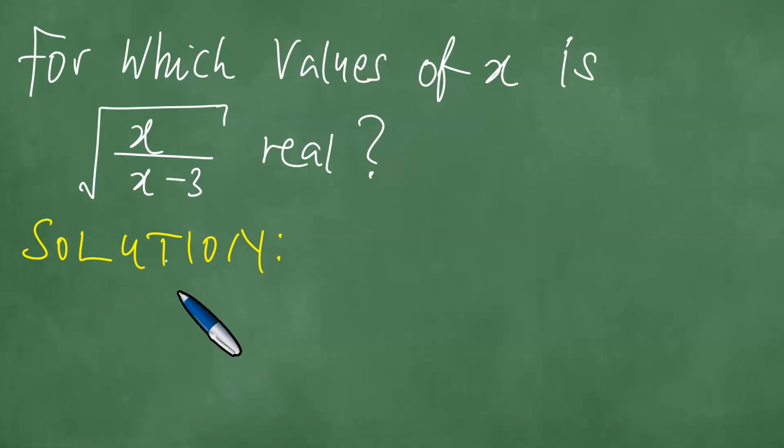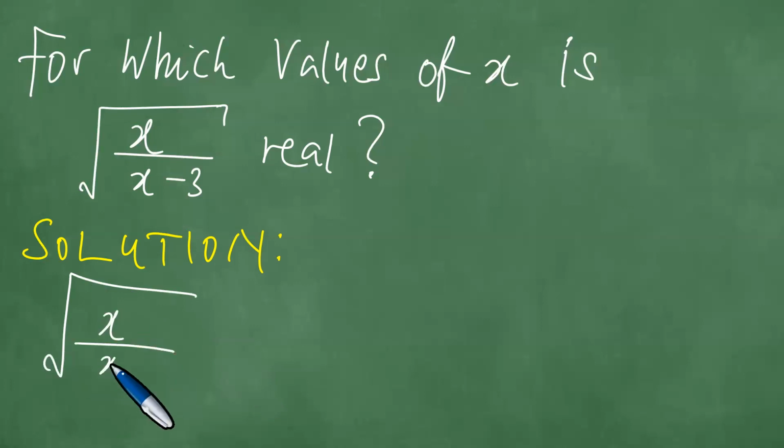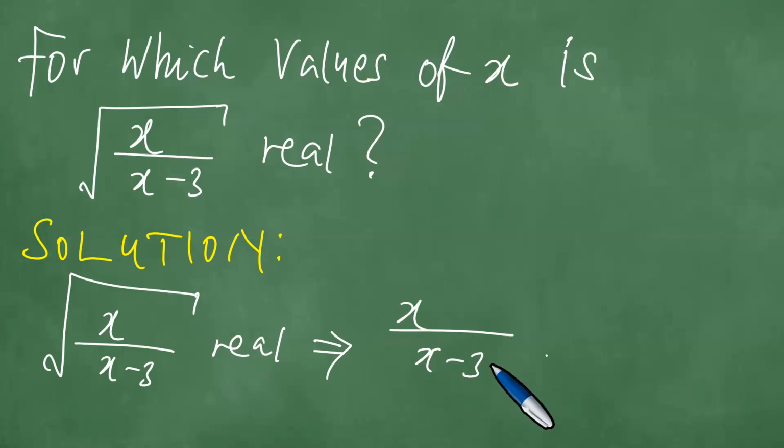But to analyze this question, we're saying for which values of x is this real? So now, for this to be real, we need to realize that we have x over x minus 3 under the square root. Real means that whatever is under the square root must be greater or equal to 0, because square roots that are real are square roots of positive numbers or 0. We don't take square roots of negative numbers at school level. So we restrict whatever is under the square root to be non-negative, greater or equal to 0. So we then have to solve x over x minus 3 is greater or equal to 0.